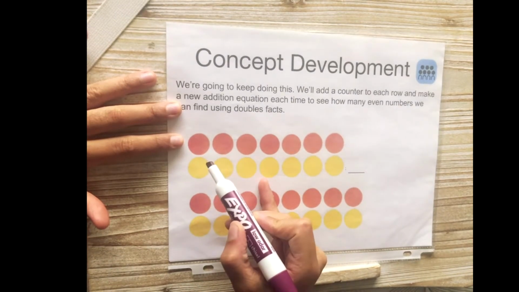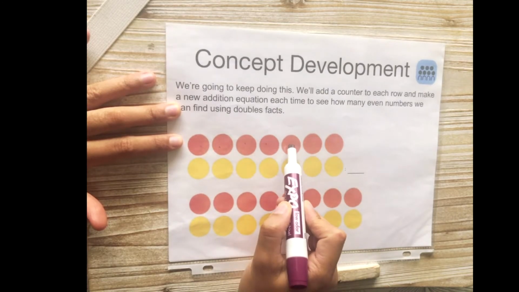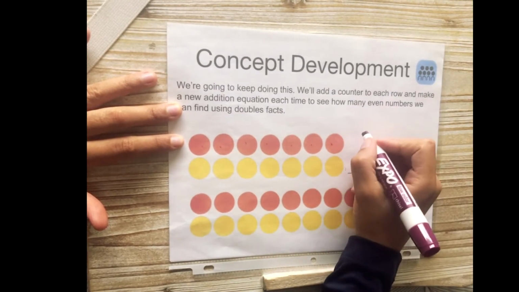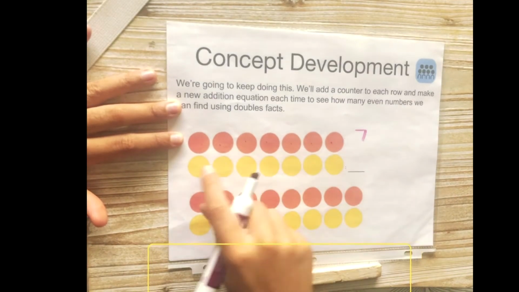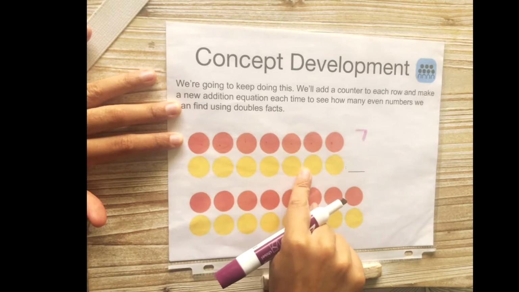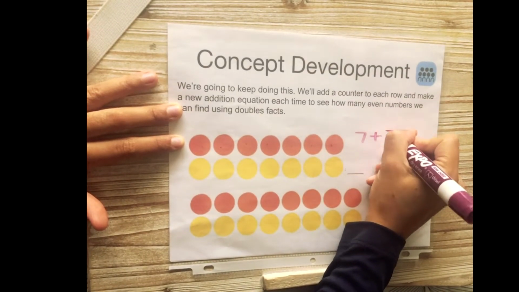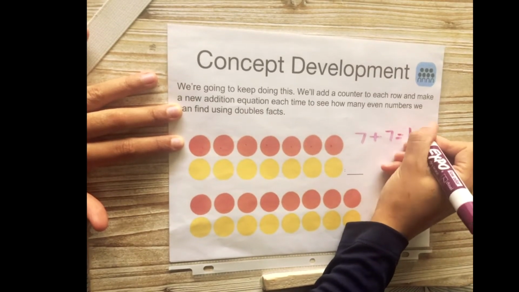I'm going to count how many are on top. 1, 2, 3, 4, 5, 6, 7. So there are 7 on top. So if there's 7 on top, then I know there's the same amount on the bottom. So I can say 7 plus 7 is equal to 14.